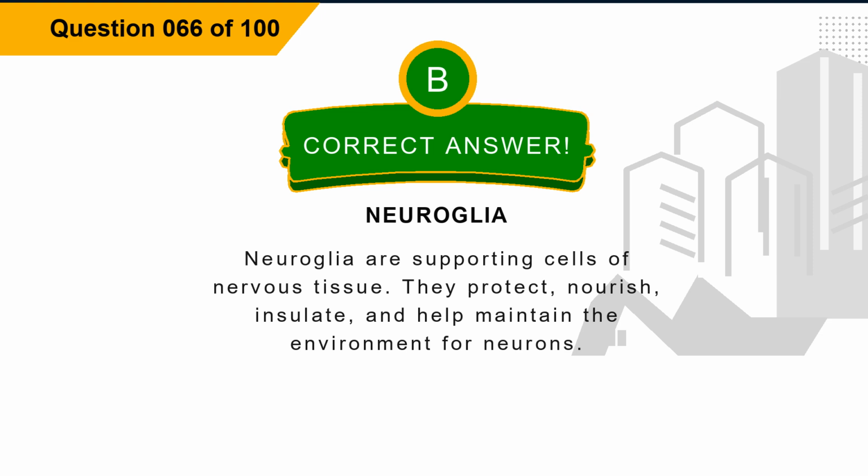Explanation. Neuroglia are supporting cells of nervous tissue. They protect, nourish, insulate, and help maintain the environment for neurons.